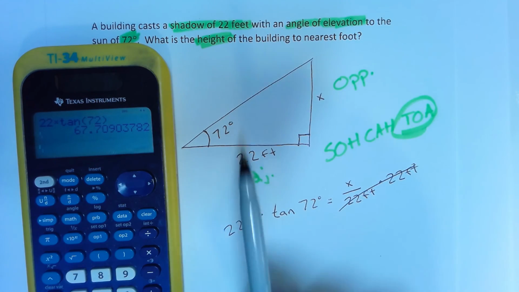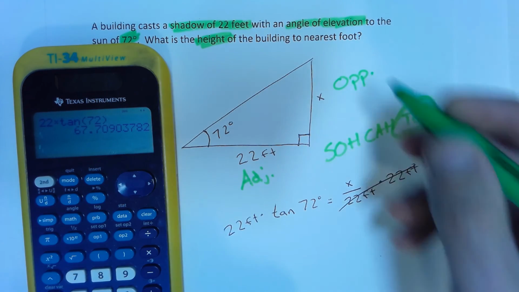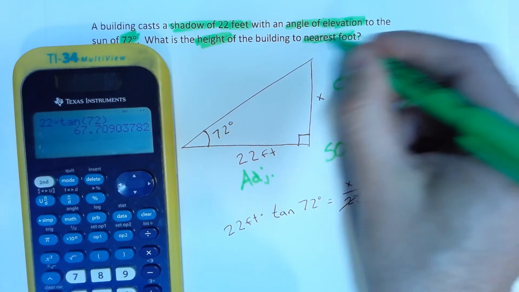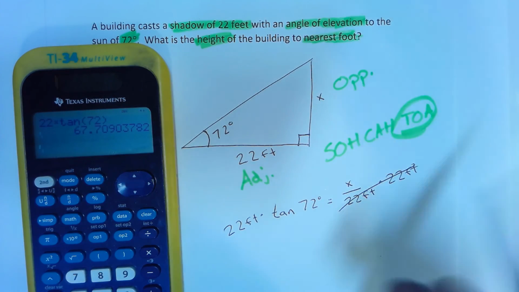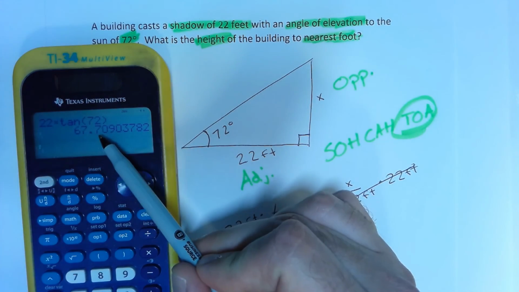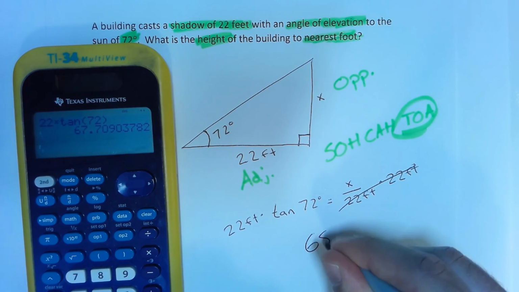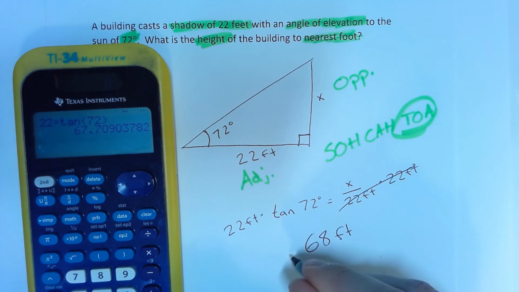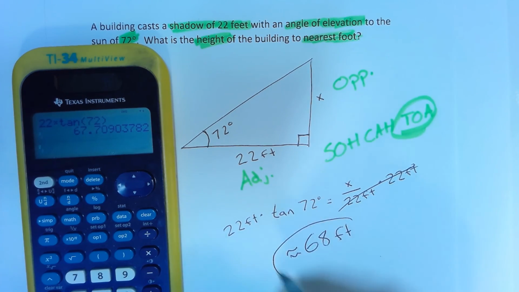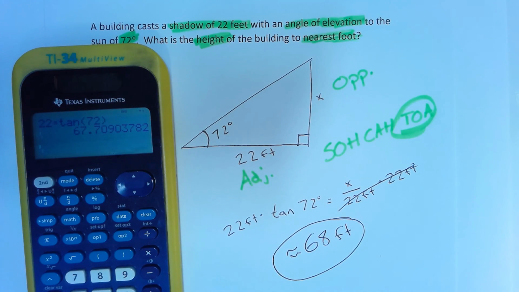67.709, etc. And our problem, something else that might be worth highlighting, does say to give the answer to the nearest foot. So we've got 67.7, which the nearest foot would round up to 68 feet. And that is complete at that point. So if you need to rewatch this, feel free to.